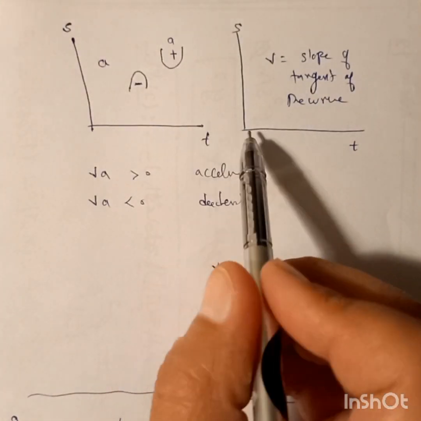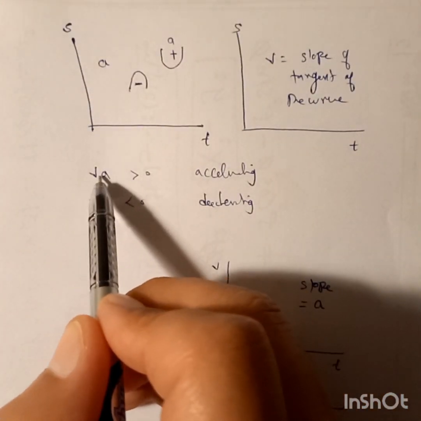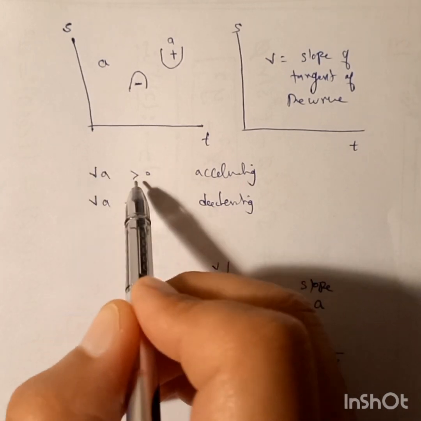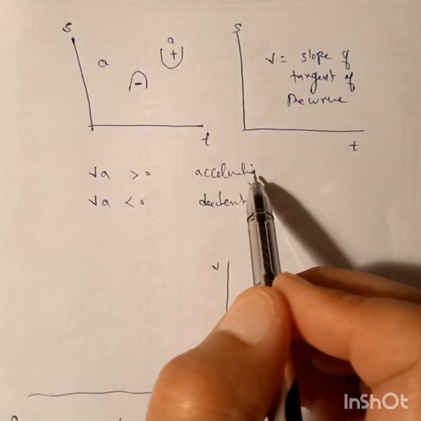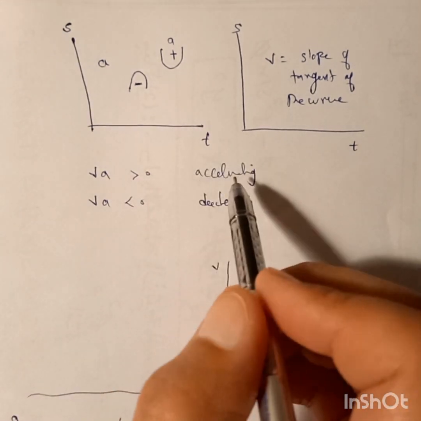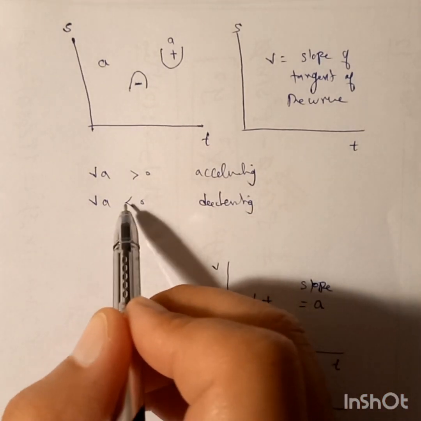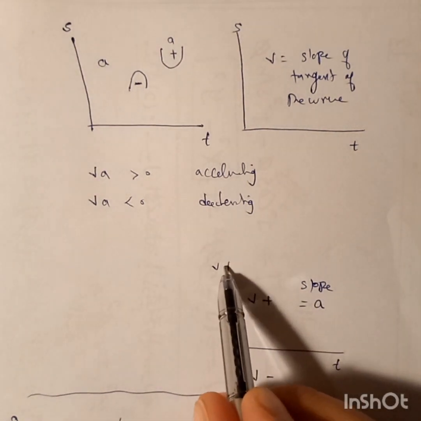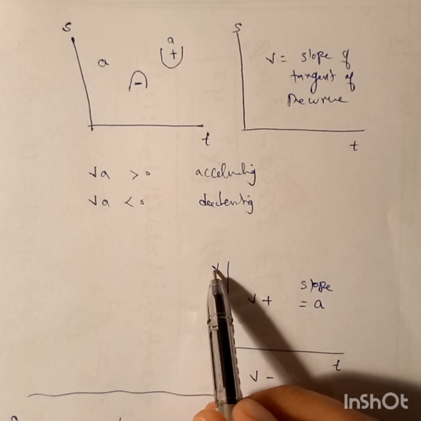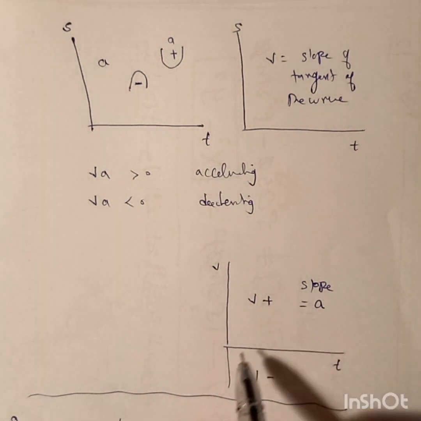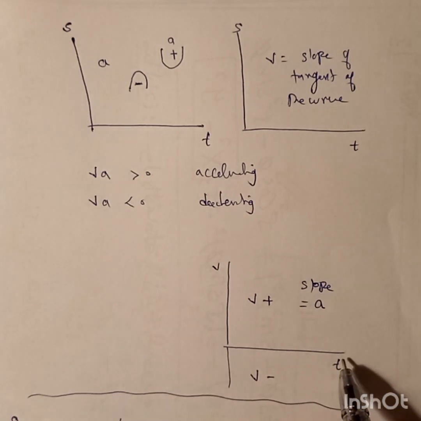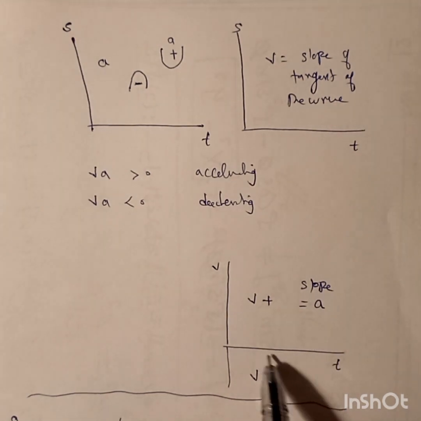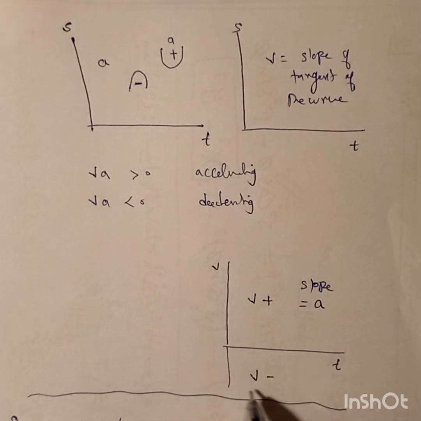As we said, we have to check V times A, velocity times acceleration, within any time interval. If this product is greater than 0, then the motion is accelerating. If VA is less than 0, then the motion is decelerating. Also we have this curve representing the relation between the velocity of the body and time. If the curve is above the horizontal axis, the time axis, then the velocity is positive, and if the curve is below this horizontal axis, the velocity is negative.